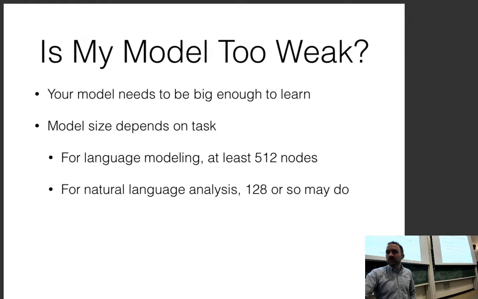For things like language analysis tasks, including text classification, it's very common that you don't need quite as large a model. For example, the size of 128 or so may do. Does anyone have an idea why this is the case? Why for predicting the next word in a language model, do we need a larger model? But for things like part of speech tagging or maybe text classification, we can get away with a smaller model.